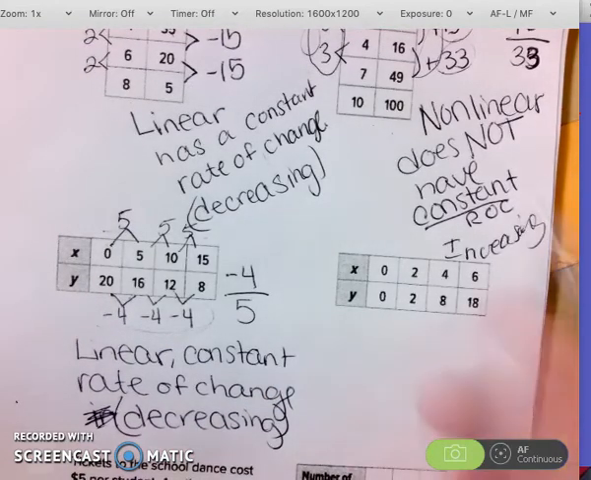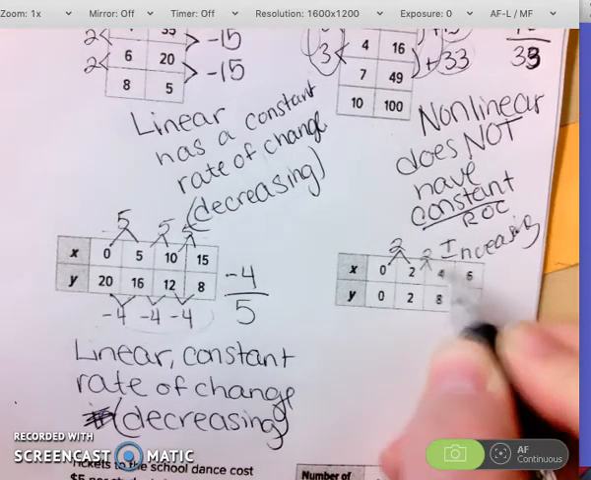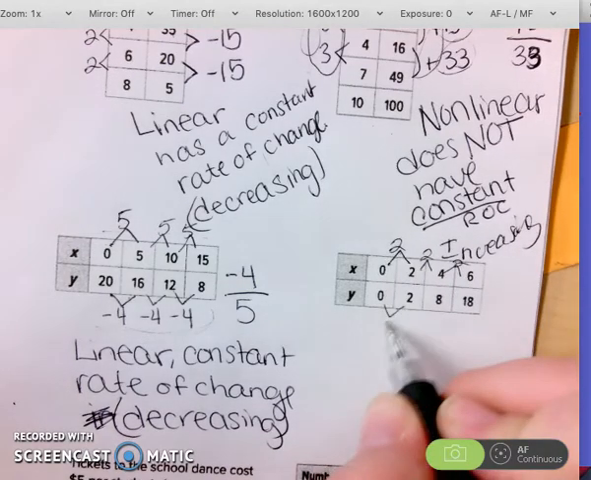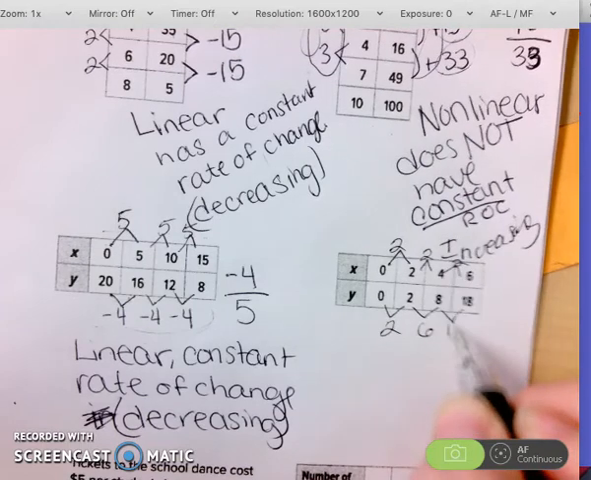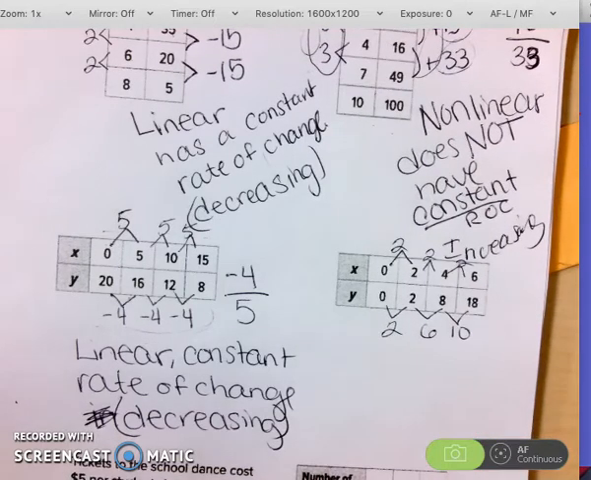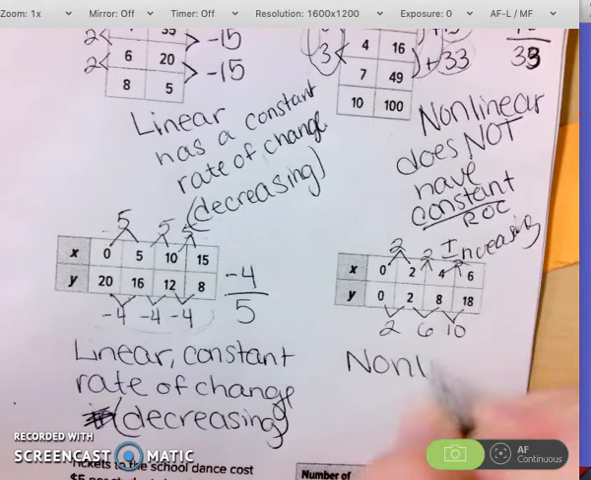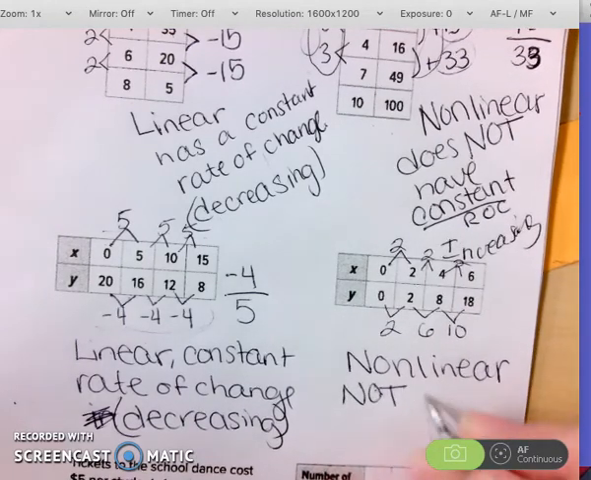Okay? Here, 0 to 2, we're adding 2. Each time we're adding 2. 2, 4, 6. Okay, here, 0 to 2, we're adding 2. 2 to 8, we're adding 6. And 8 to 18, we're adding 10. So that is not the same constant change each time. So it's going to be nonlinear, not constant.